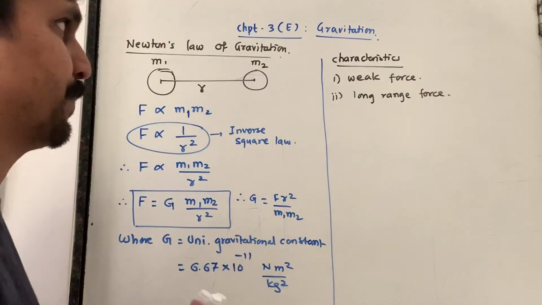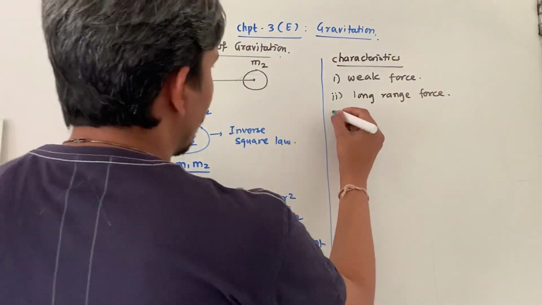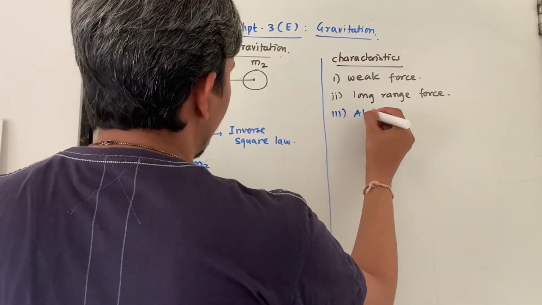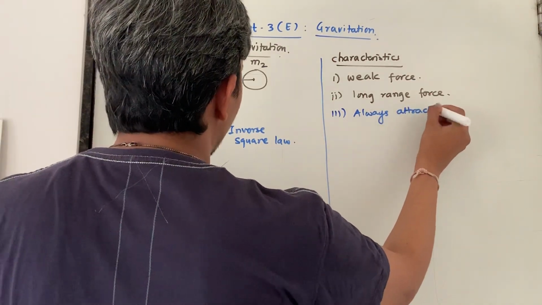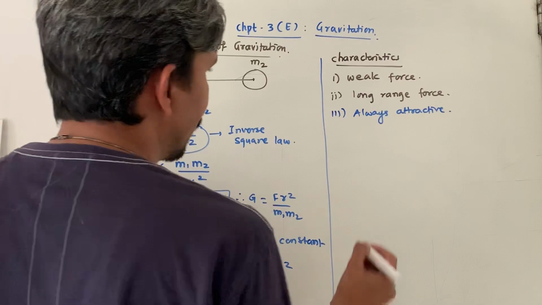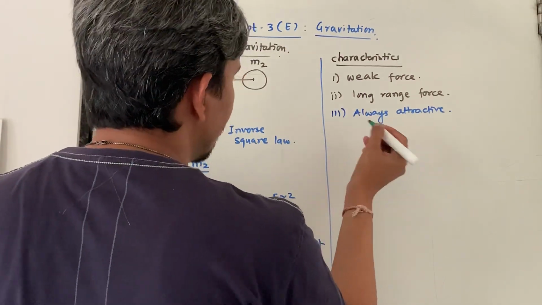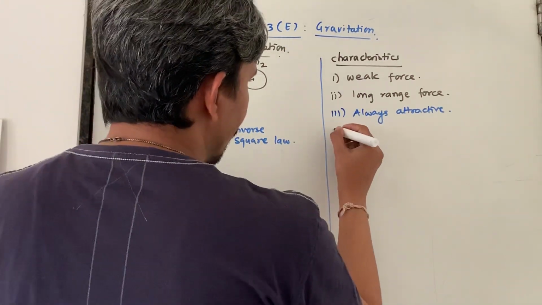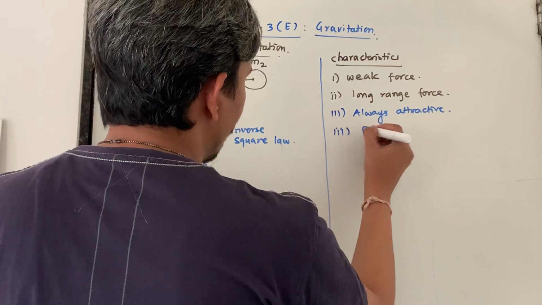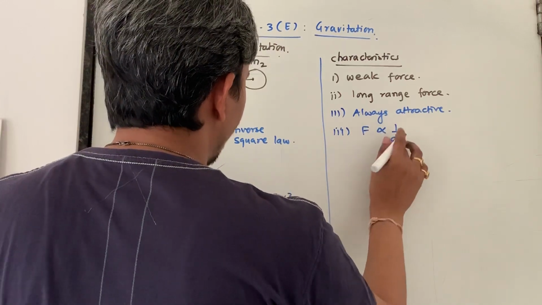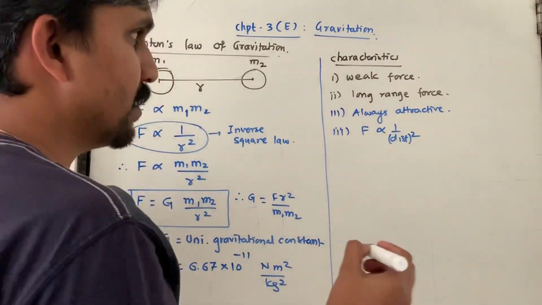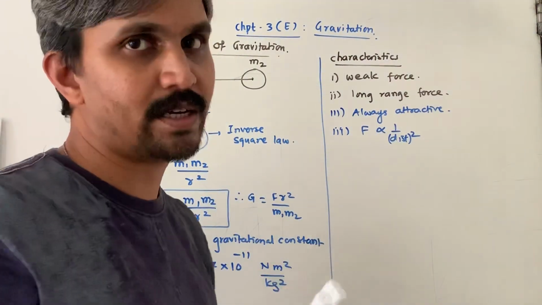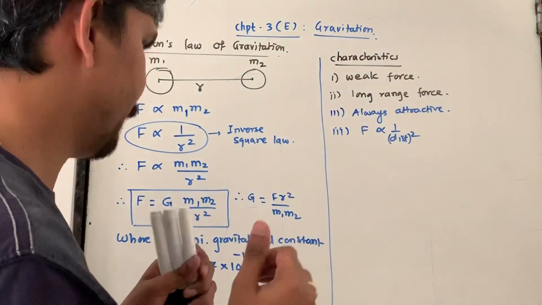I'll come to this one. And this force is always attractive. It cannot be repulsive. And it obeys the inverse square law, so force is inversely proportional to distance square. If you increase the distance, force will decrease. If you decrease the distance, force will increase.